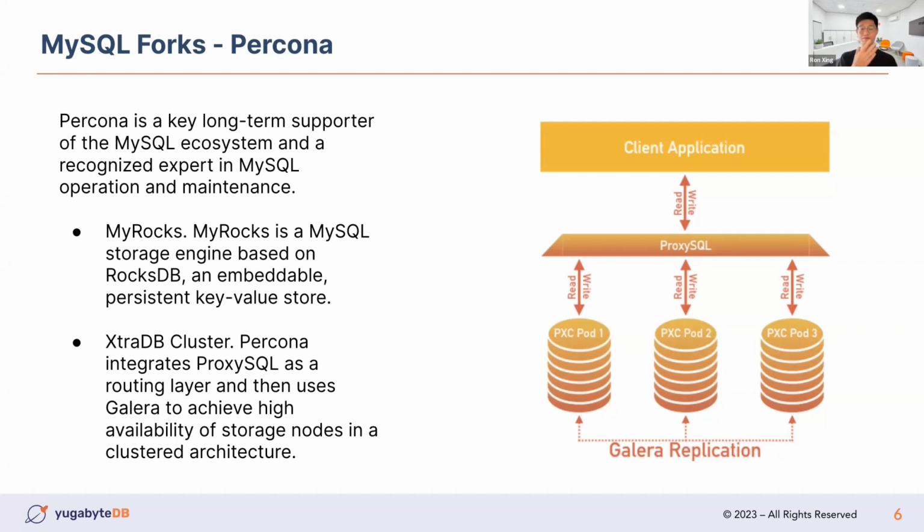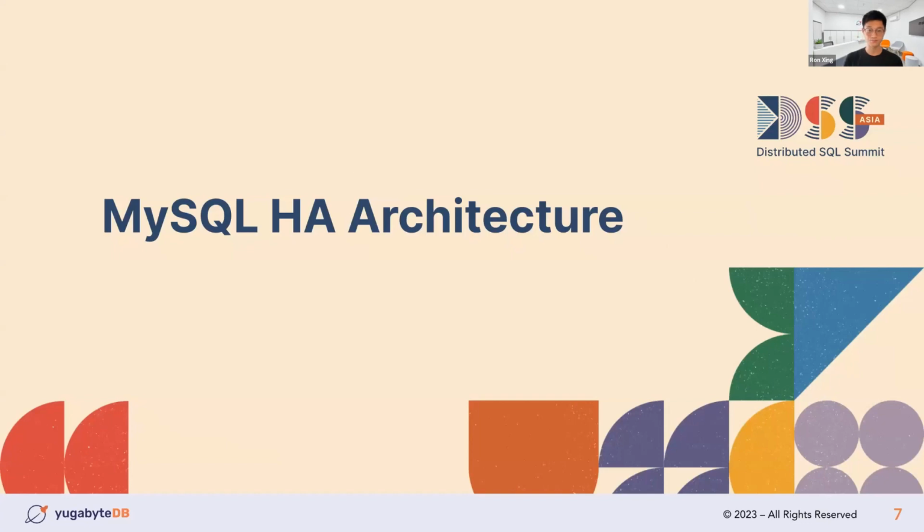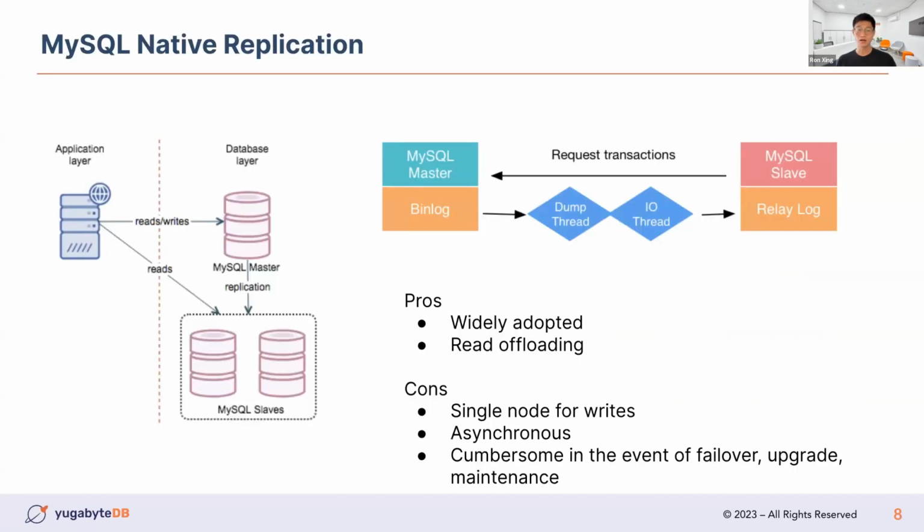So we have seen the evolution of MySQL and a few forked versions of MySQL. Now let's take a look at how MySQL incorporates its HA architectures. Natively, MySQL supports asynchronous replication. Normally, we call it master-slave or leader-follower kind of replication setup.